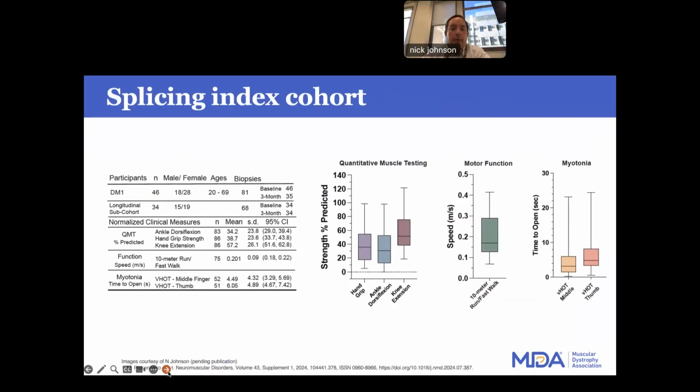This work has been posted now in bioRxiv. It's really been led by Melissa Hale here at VCU, and is looking at 46 participants with myotonic dystrophy, and you can see there that pretty moderate strength impairments in terms of hand grip, ankle dorsiflexion. They're pretty moderately affected in terms of their 10-meter walk run, and they have a pretty wide amount of myotonia.